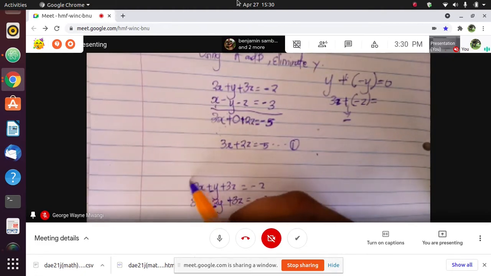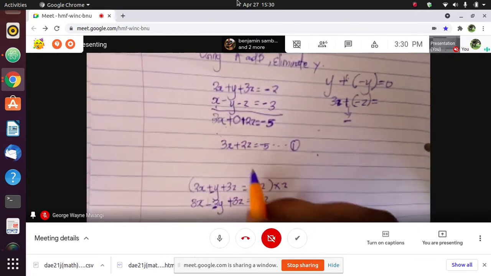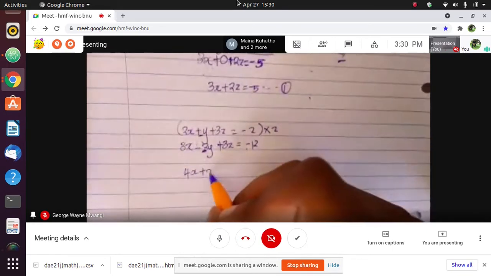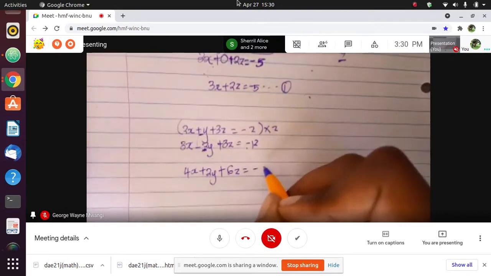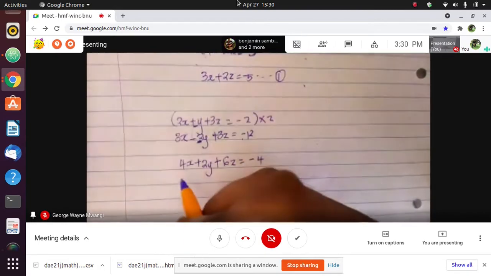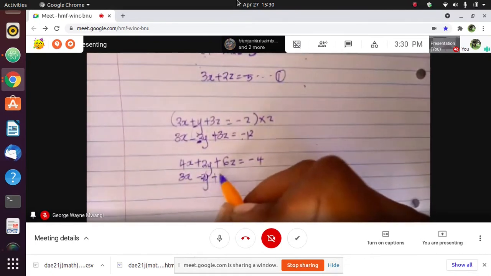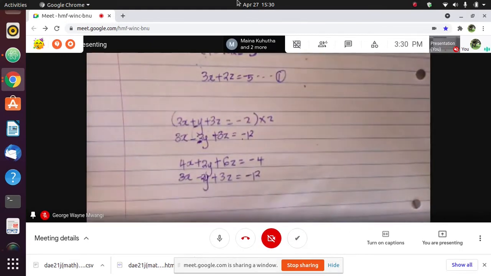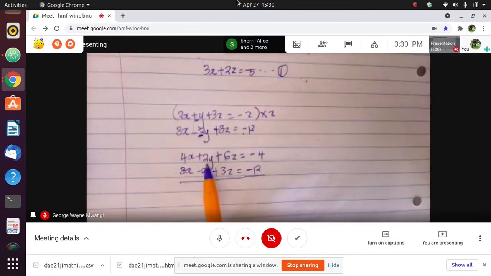So what are we going to do? We'll take this equation A and multiply it by 2. So inakuwa 4x plus 2y plus 6z is equals to negative 4. And this remains the same. 3x minus 2y plus 3z is equals to negative 12. Now, what am I going to do to y to make it 0? How am I going to eliminate it? Am I going to add or am I going to subtract?